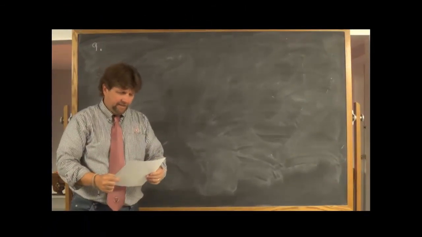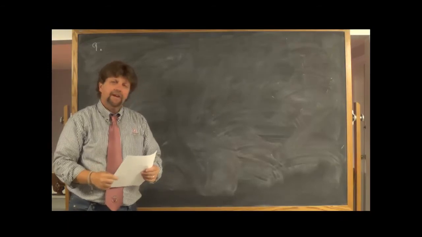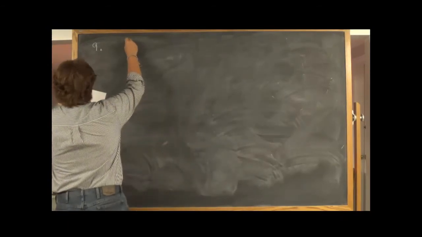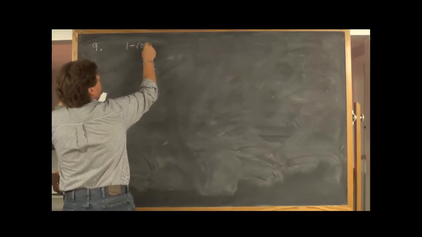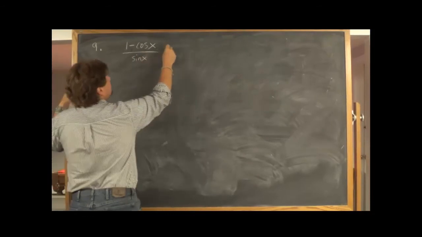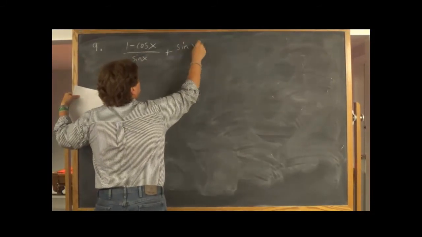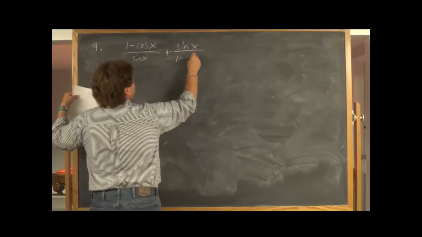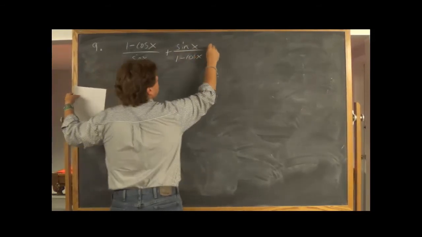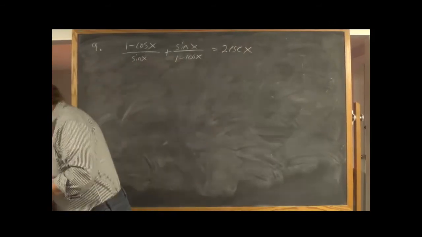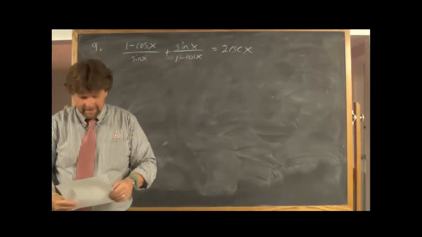All right, finally here's number 9, verifying an identity. Here I asked you to verify the identity (1 minus cosine x) over sine x plus sine x over (1 minus cosine x) is equal to 2 cosecant x.